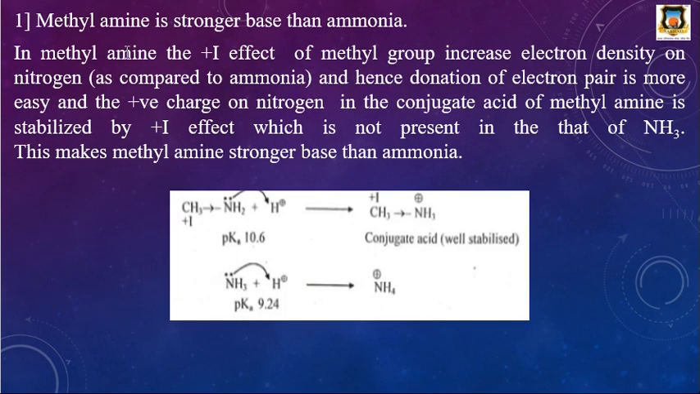The first example is that methylamine is a stronger base than ammonia. In methylamine, the plus I effect of the methyl group increases the electron density on nitrogen as compared to ammonia, because in ammonia there is no such group present which increases the electron density around nitrogen, and hence donation of the electron pair is easier. And the positive charge on nitrogen in the conjugate acid is stabilized due to the plus I effect of the CH3 group.